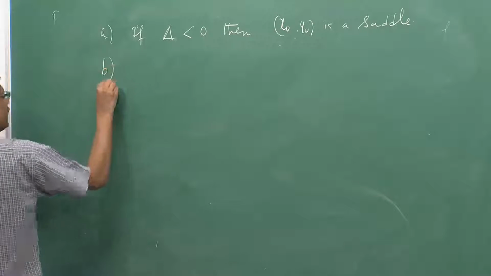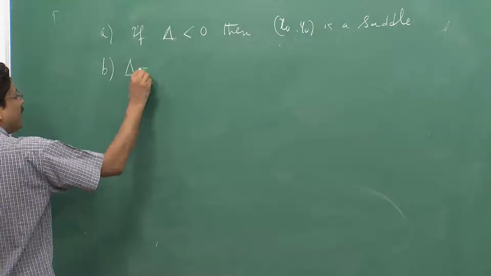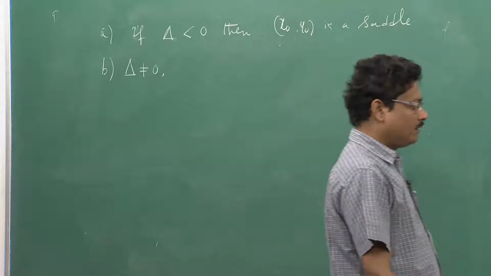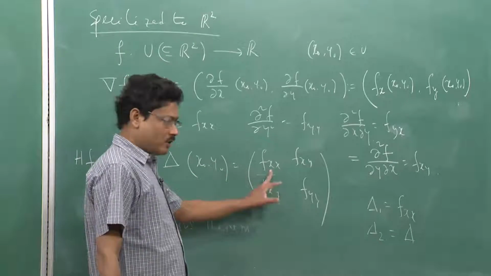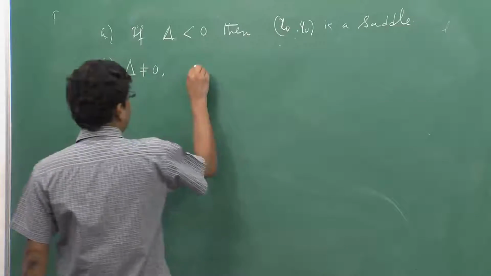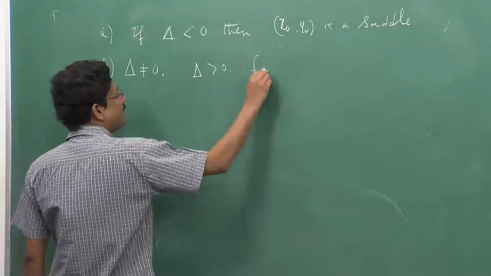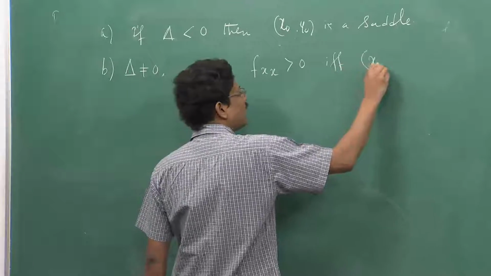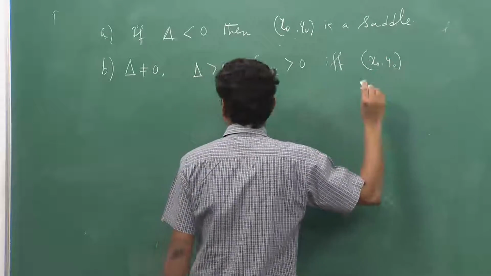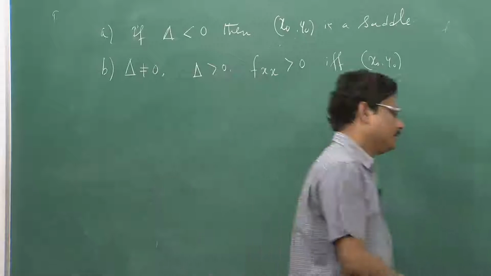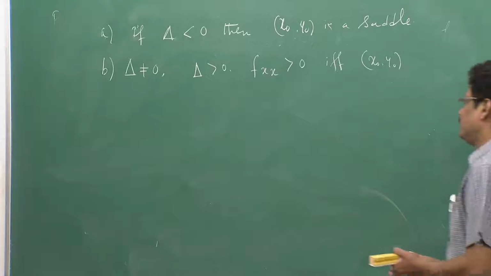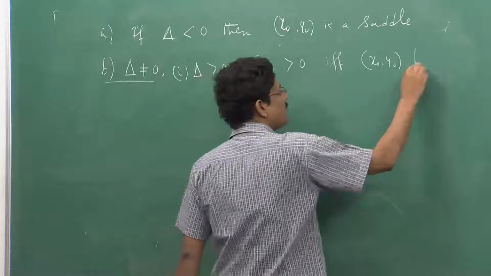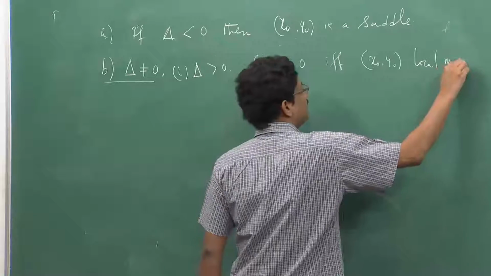Next, (B) delta not equal to 0, all the principal minors are positive, that is delta greater than 0 and f_xx greater than 0, if and only if (x naught, y naught) is a local minimum. So, this is the first part.